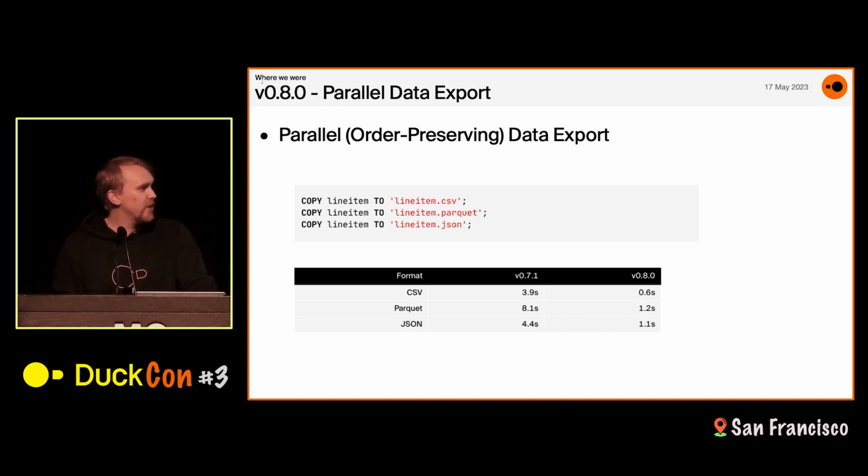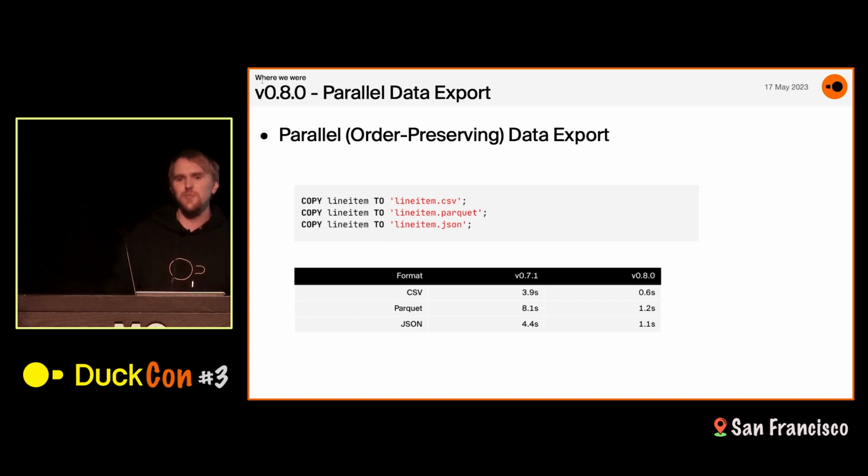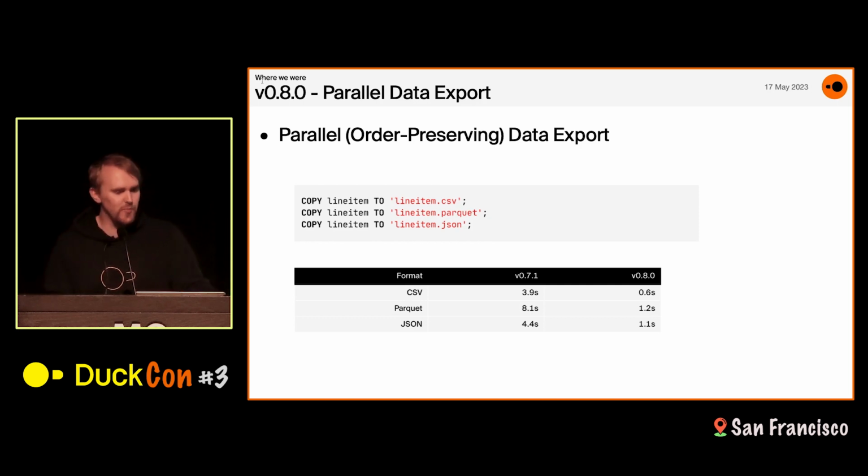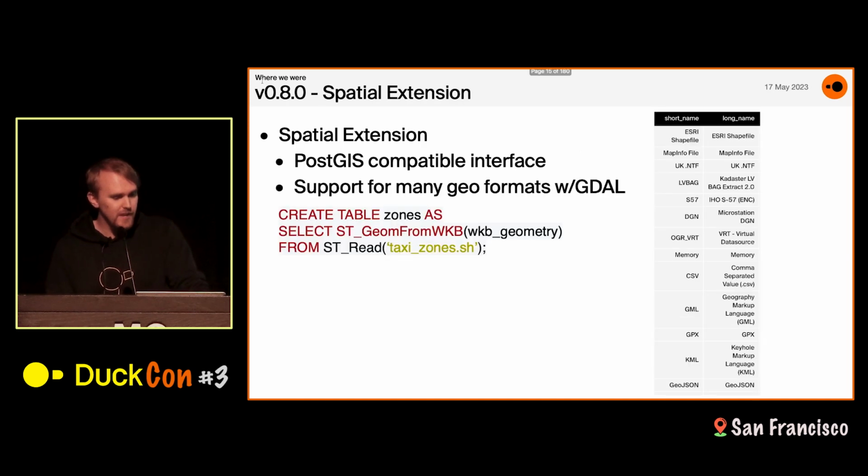So that greatly speeds up the copy to using the default settings. That's something that we care about a lot because we want the default path to be as usable, as fast, and as nice as possible. So that's now much improved as well since version 0.8.